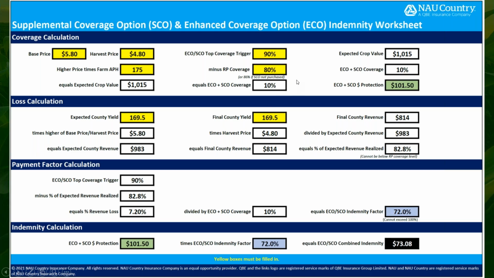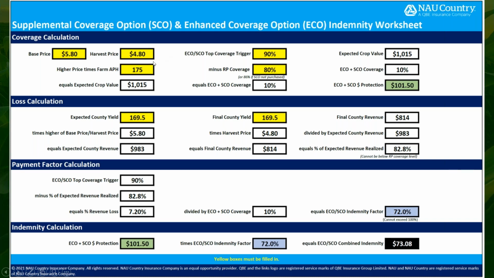And for this example, it doesn't matter what my county yield is. I'm going to assume it starts at 169.5, ends at 169.5. So whatever your county is, we're going to assume that we don't have a change in the bushels. Then we get to calculate, what does this 10% band, what is it worth? We get to use the higher of this year's base price or harvest price. And so for this example, I'm going to assume that we start at $5.80, and I'm going to say the market goes down $1 in the fall.